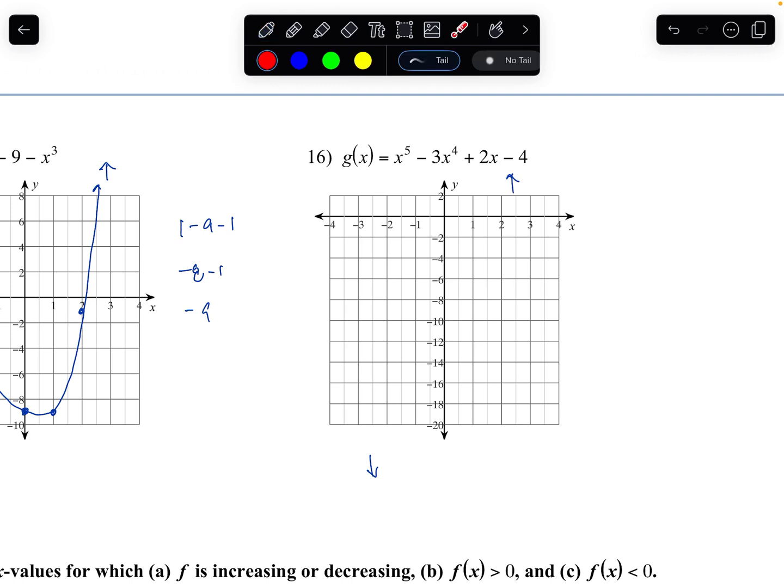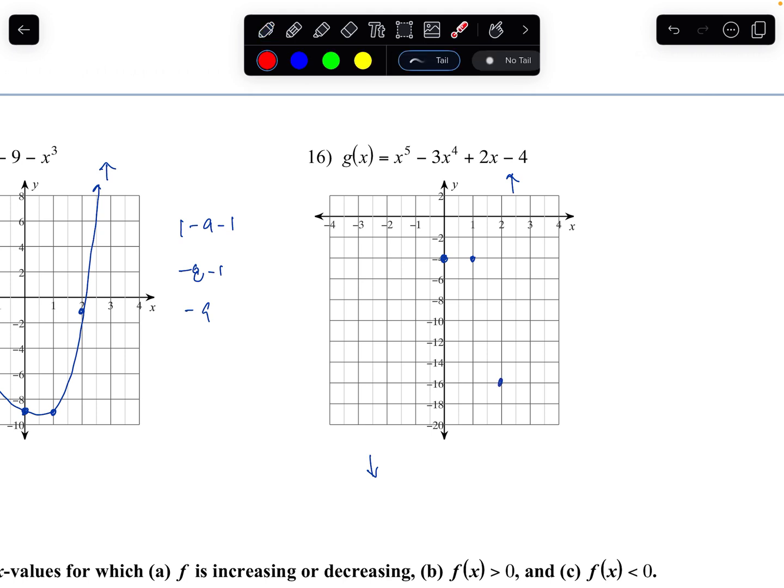Let's plug in 0. That's going to go, and those are going to go, and I'm going to be left with negative 4. So there's my point right there. Let's plug in 1. I'm going to put this into a calculator. We're going to have x to the 5th minus 3x to the 4th plus 2x minus 4. And we're going to get negative 4. Okay? For 2, so let's plug in 2. And we're going to get negative 16. Right? Yep, we're going to get negative 16.